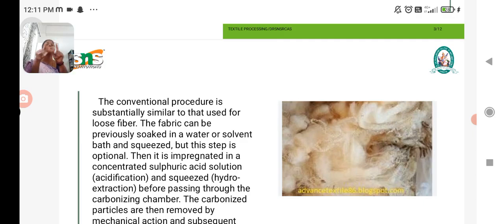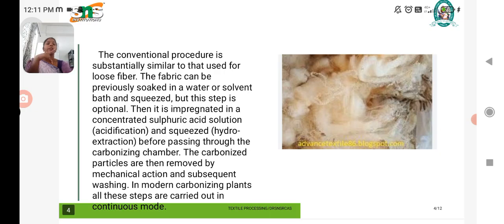The fabric can be previously soaked in a water or solvent bath and squeezed. But this step is optional. Then it's impregnated in a concentrated sulfuric acid solution and squeezed before passing through the carbonizing chamber. The carbonized particles are then removed by mechanical action and subsequent washing. In modern carbonizing plants, all these steps are carried out in continuous mode.